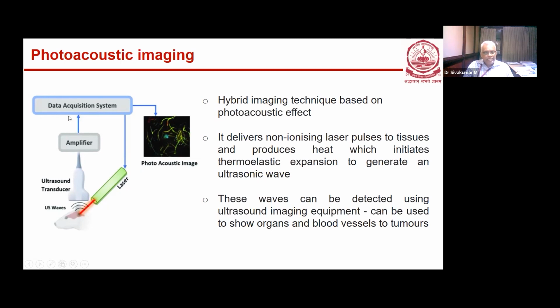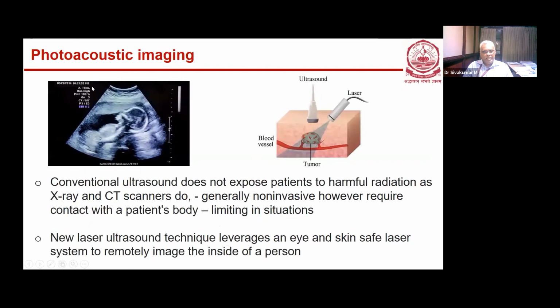And using a data acquisition system, it will be converted into an acoustic image. So this is the way photoacoustic imaging can be useful in several ways to understand what the problem is. Even the child in the mother's womb, you can understand whether the child is okay or not. You can find everything out. This is what you can see here in this picture.